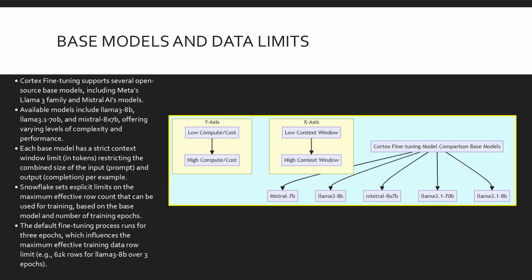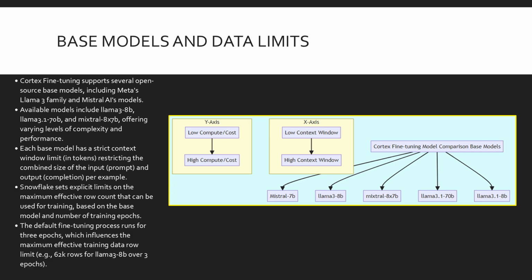Cortex fine-tuning offers a selection of capable open-source base models upon which you can build your specialized adapters. These available foundational models include powerful options such as Meta's widely recognized Llama 3 and Llama 3.1 families, alongside the high-performance models originating from Mistral AI, providing a diverse range of capabilities for various enterprise needs. Specifically, common base models available for fine-tuning include the effective Llama 3 8b model, the highly performant Llama 3.1 70b, and the capable Mixture of Experts model, Mixtral 8x7b.